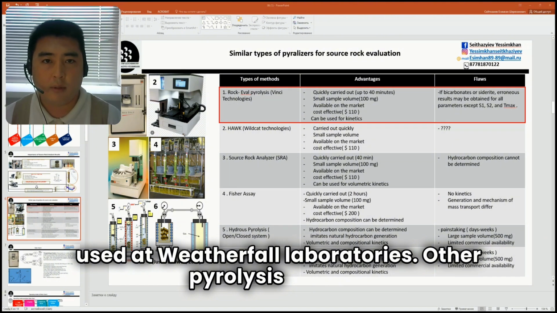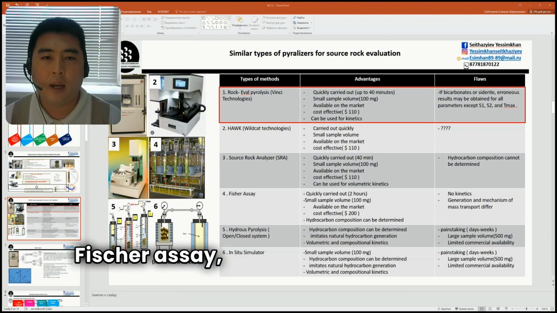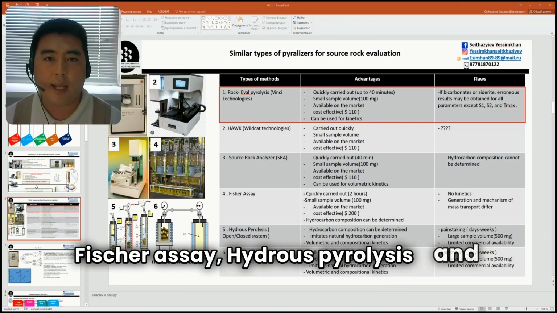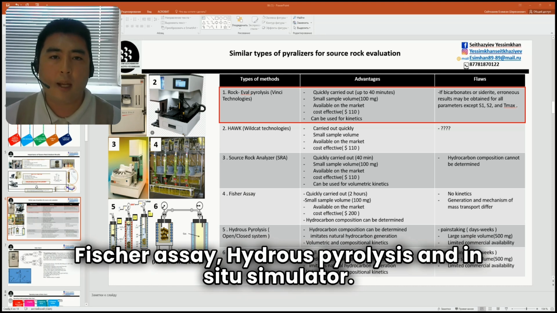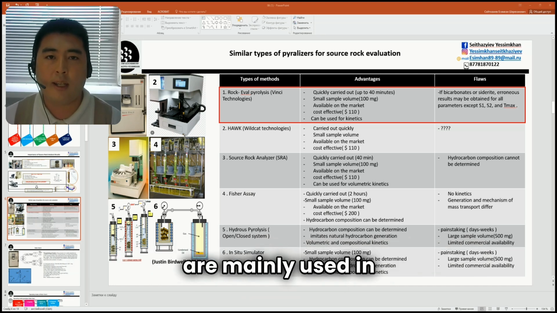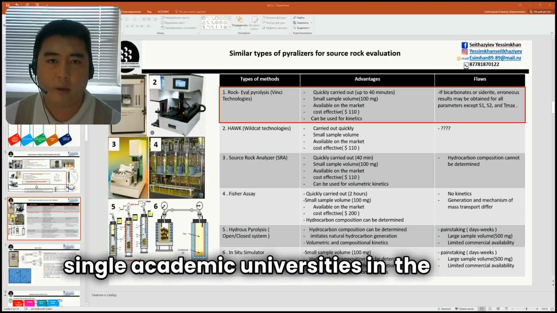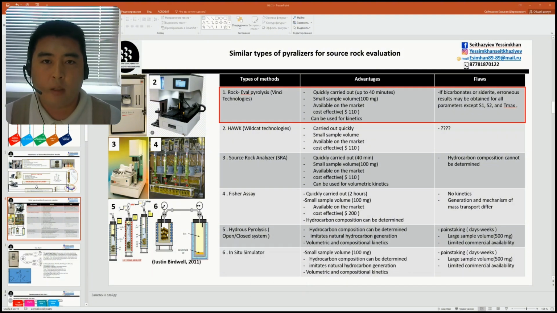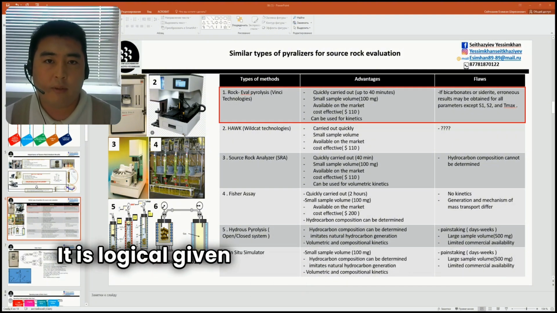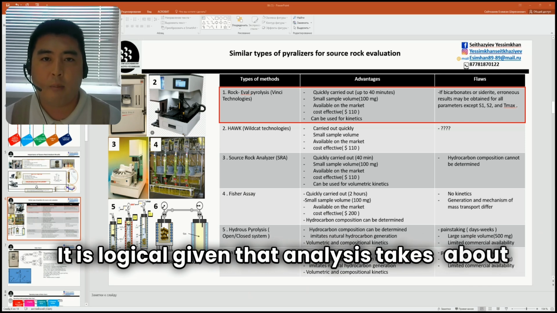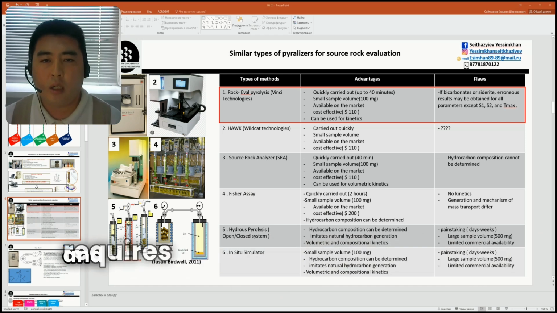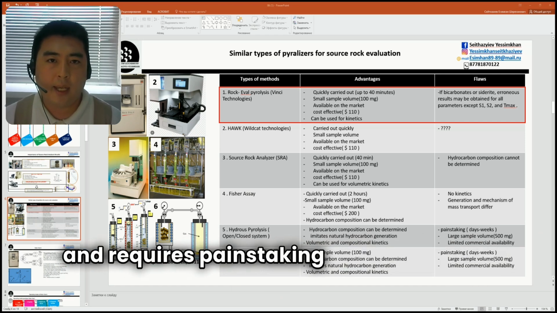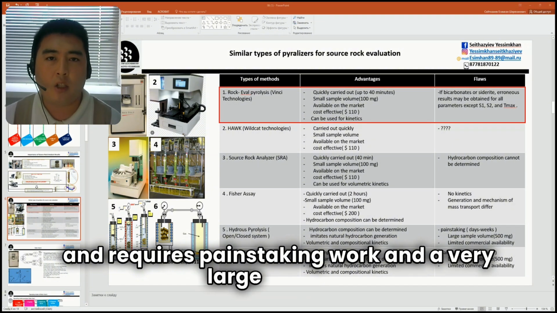Other pyrolysis, such as Fischer assay pyrolysis and in situ simulator, are mainly used in a few academic universities in the world. There are no such devices on the market yet. It is logical, given that the analysis takes about a week and requires painstaking work and a very large sample.